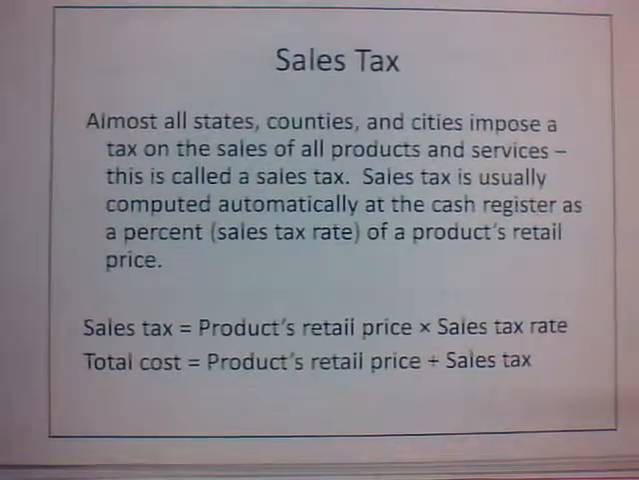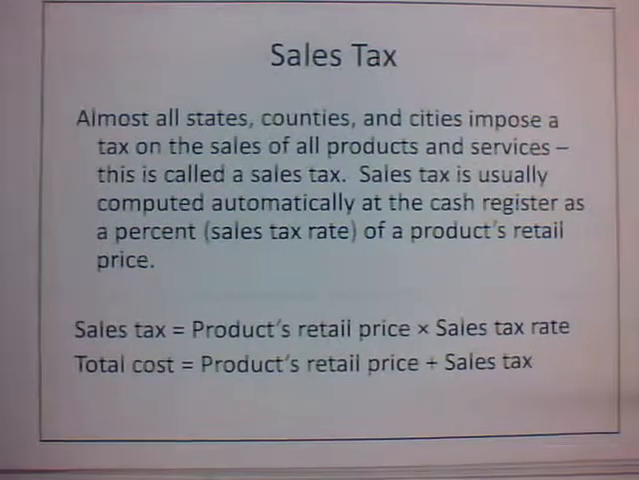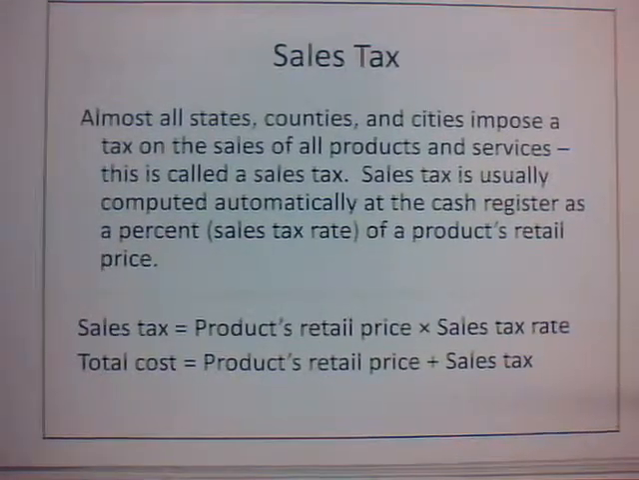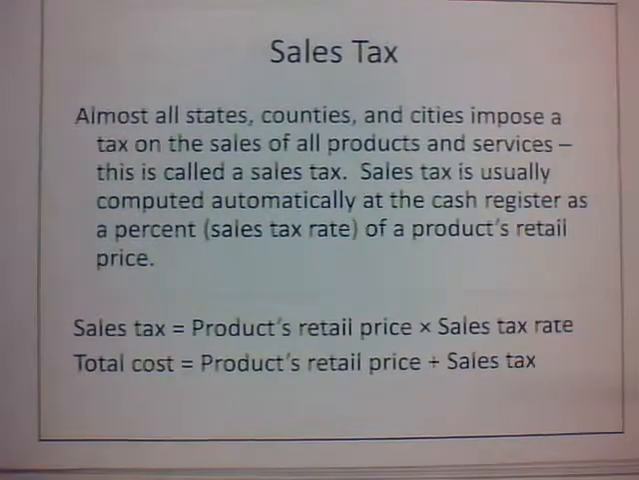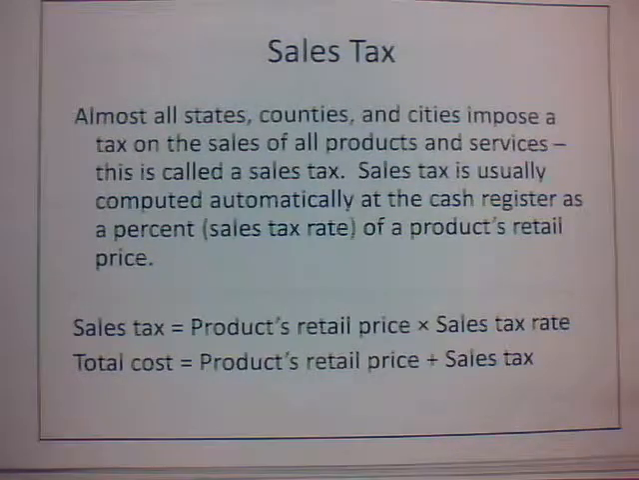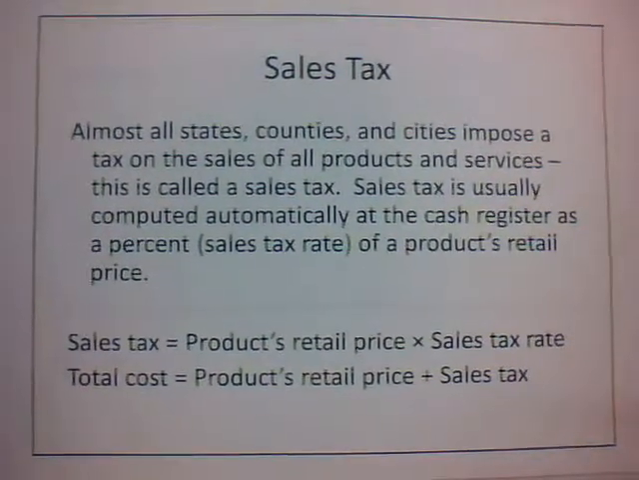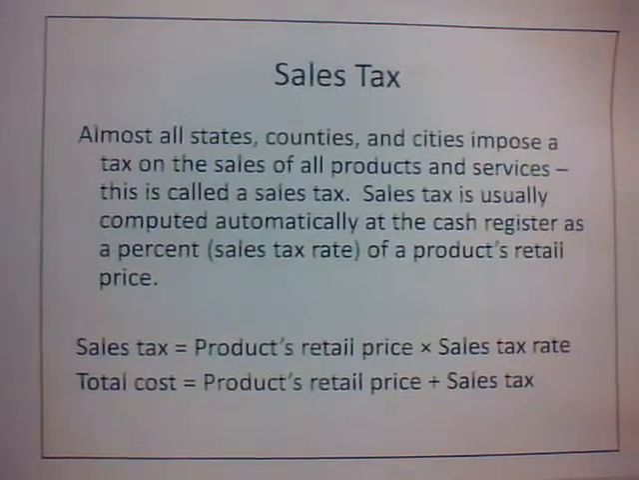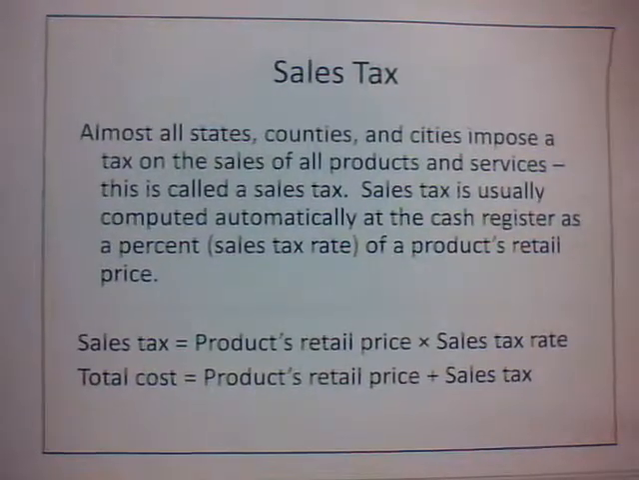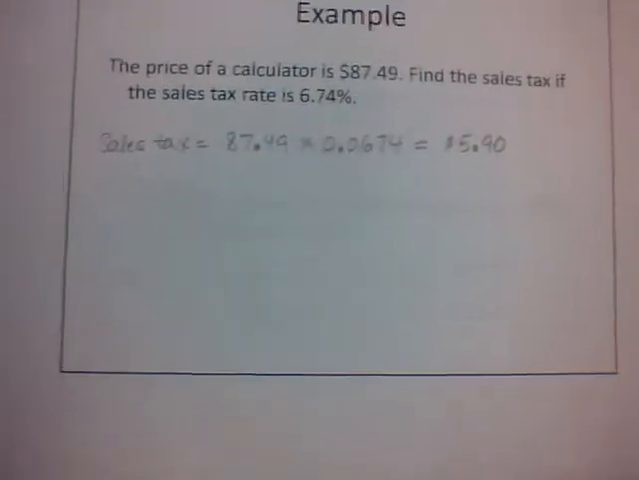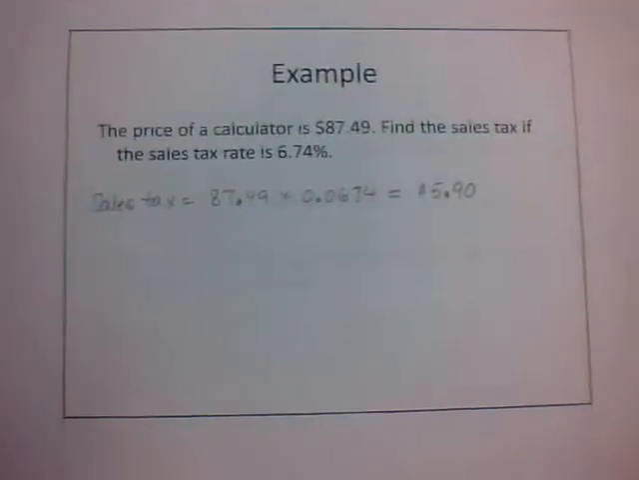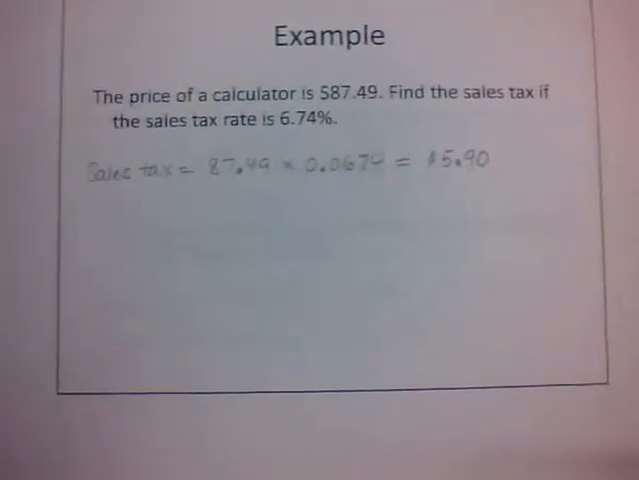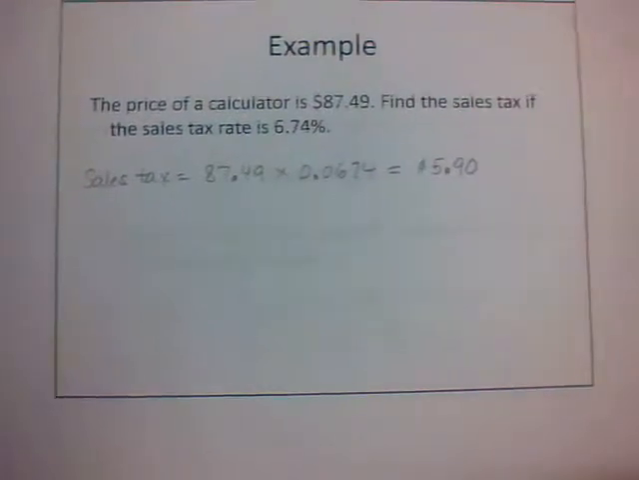And to find the total cost, you always take the retail price of the product and add the sales tax to it. But you first have to compute the sales tax, and then whatever that is, you have to add that to the cost of the item to get the total price. Like in this example, we'll start by finding out what the sales tax is.